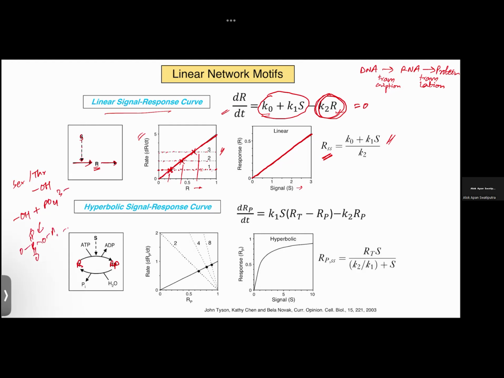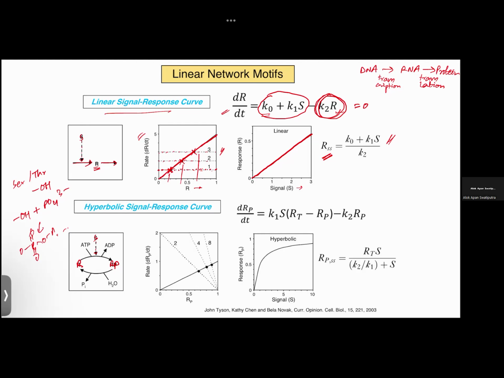So this process is happening. Definitely the source of phosphorus in biological systems is ATP. So ATP goes to ADP plus inorganic phosphate, and that inorganic phosphate will be attached to your protein. And suppose this process is mediated by some signal which you put in, which is S. And also this protein RP in the phosphorylated form can also undergo dephosphorylation, where the phosphate group gets removed.